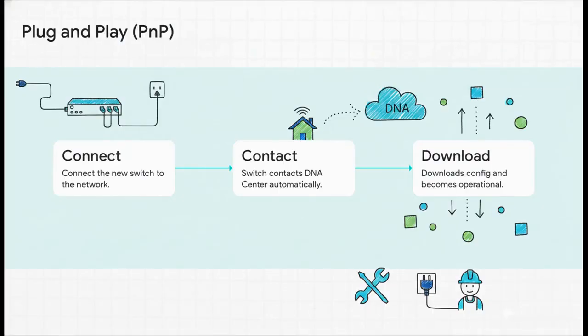Let's look at how this plays out in the real world with plug-and-play automation. Say you're opening a new branch office. Step 1, you physically connect a brand new switch to the network. Step 2, that switch automatically calls home to DNA Center. Step 3, it immediately downloads its configuration template. It's fully operational with zero manual CLI work. You don't even need a senior network engineer on site. Someone just literally needs to plug it into the wall.